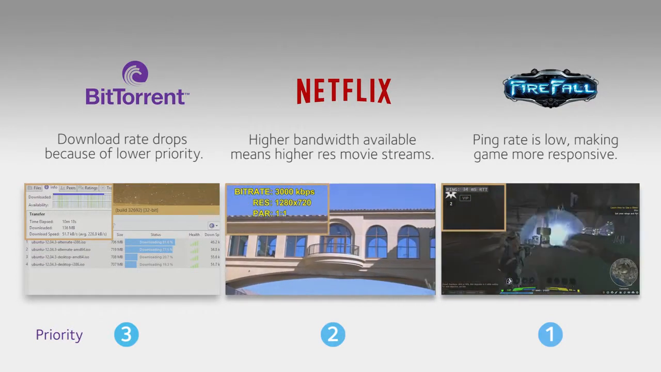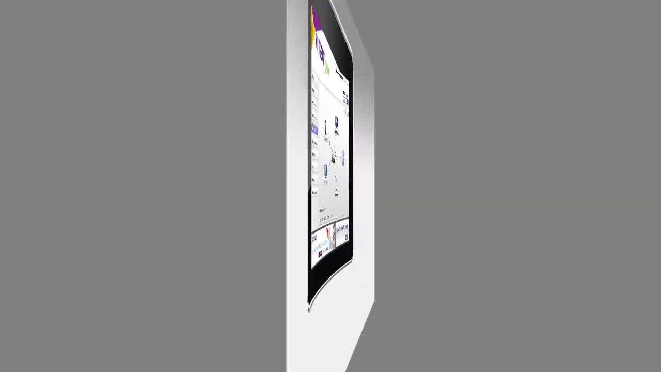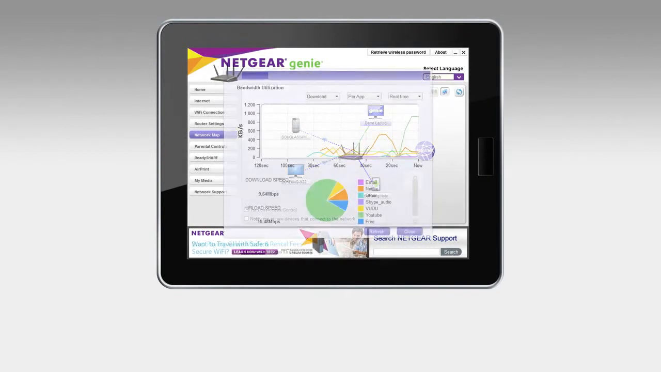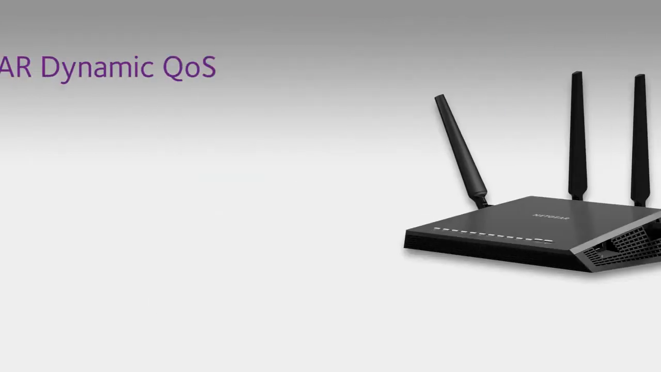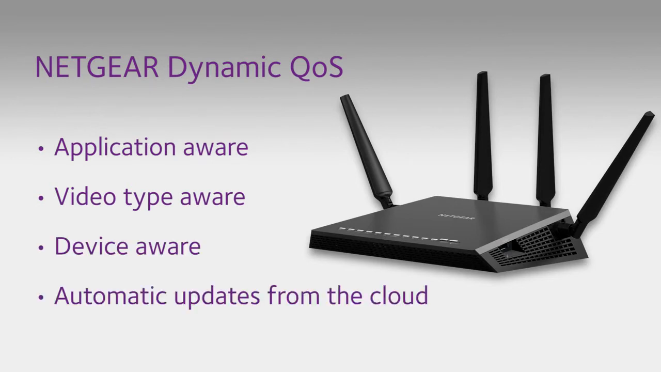There's no setup or user configuration required. You can also monitor your network traffic from your mobile device, view your bandwidth usage by device or by application. Only NETGEAR Dynamic QoS is application-aware, video-aware, device-aware, and automatically updated from the cloud.